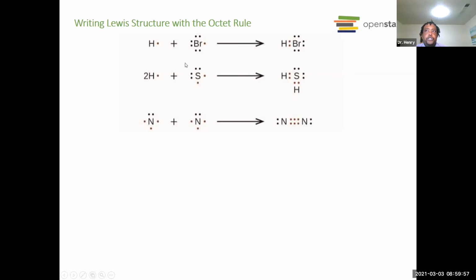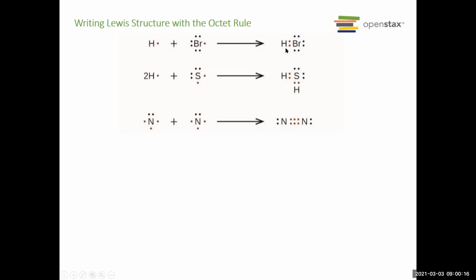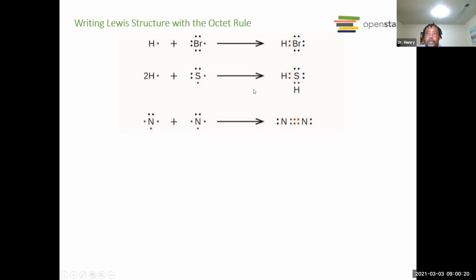So again, we want to show that we can reach our octet. When atoms are sharing electrons, we often will show that each one reaches its octet. We know that hydrogen's octet is 2 electrons, whereas in the case of bromine it is 8. Each of those are contributing. This is the electron that is going to be shared, and then we show the sharing between. In the case of hydrogen sulfide, we have 2 hydrogens and 1 sulfur. Each hydrogen is going to contribute 1 electron. Sulfur has 6 valence electrons. So for sulfur to have 8 around it, it's going to share 1 with 1 hydrogen and the other one with the other hydrogen.